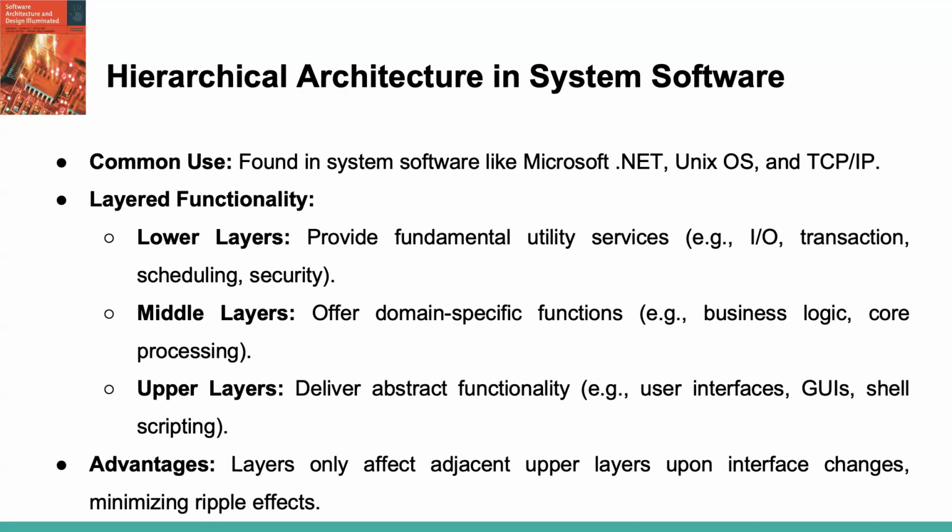Upper layers: finally, we have the upper layers, which deliver abstract and user-facing functionality. This includes graphical user interfaces, GUIs, shell scripting, and other components that interact directly with the user. The upper layers depend on the services provided by lower layers to display data and manage user interactions smoothly. One of the biggest advantages of this architecture is that each layer affects only the layers directly adjacent to it when an interface changes. So, if we update a function in a lower layer, only the middle layer might need adjustments, not the entire system. This minimizes ripple effects, reducing the potential for unexpected errors across the application and making the system more adaptable to change.